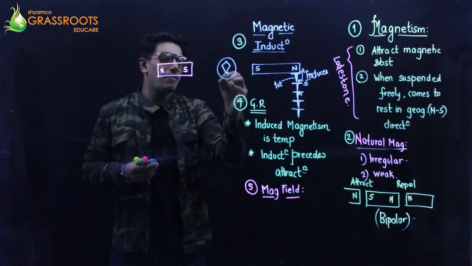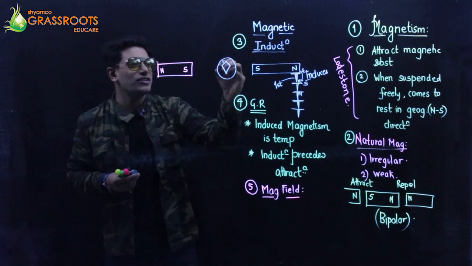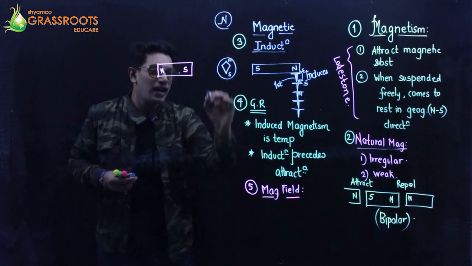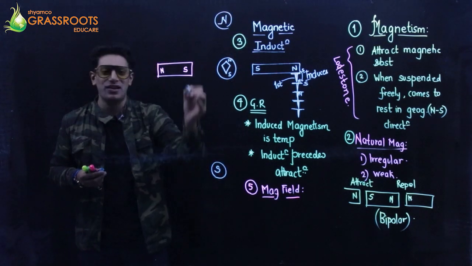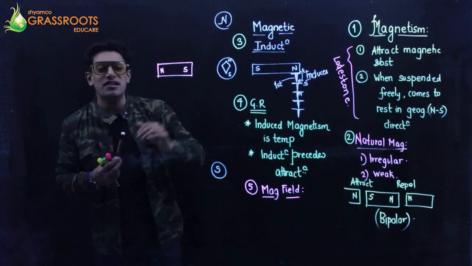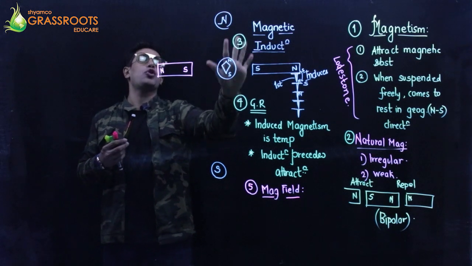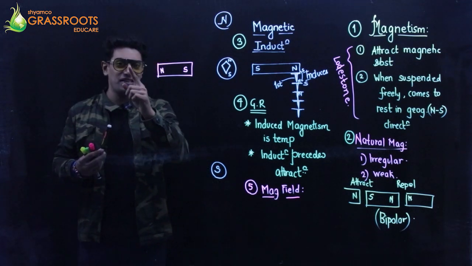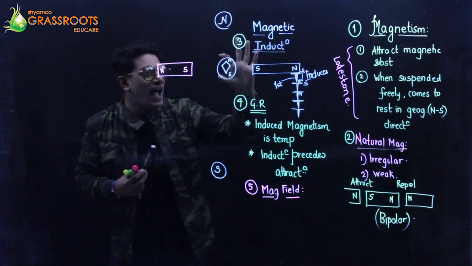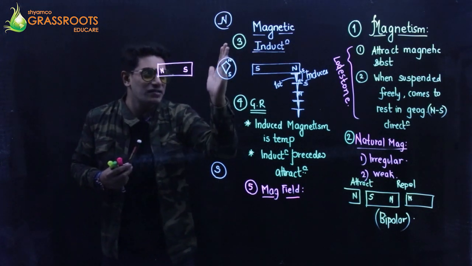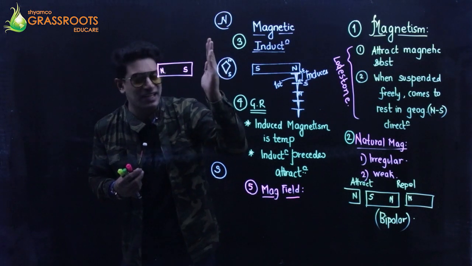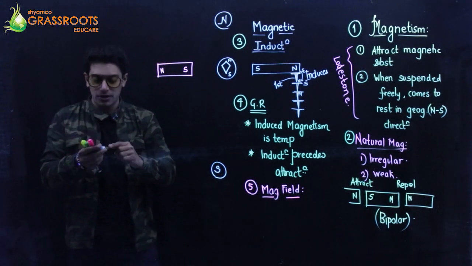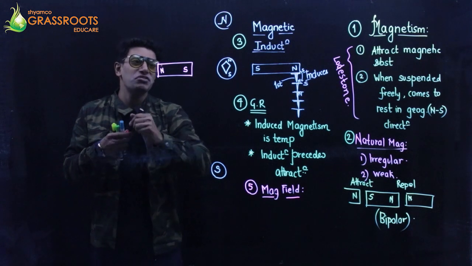The compass, the magnetic needle, points in the geographic north-south direction. Assume this is the north of the earth, and let's say this is the south of the earth, north pole and the south pole. So at this point where the needle has been kept, the needle rests in geographic north-south because the needle is under the influence of one magnetic field, which is the earth's magnetic field. As I get the needle close, I observe that the needle starts deflecting in some other direction, not the geographic north-south, because of this reason.